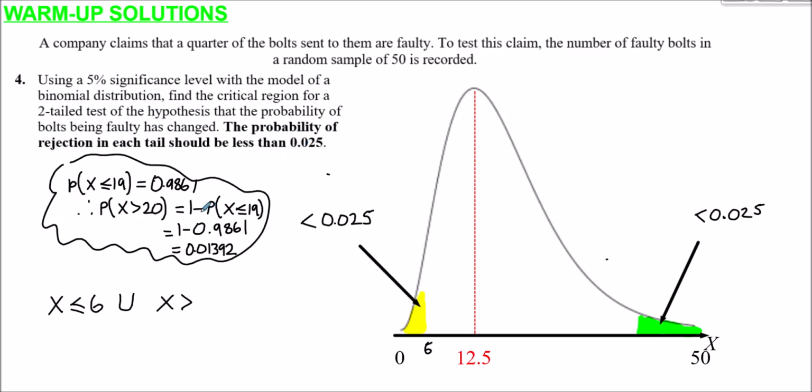And so we're wanting, therefore, x to be bigger than or equal to 20 for the higher tail. So for the lower tail, this would be our critical region. For the higher tail, 20 or more would cause us to reject. So overall, considering both higher and lower tails, this is our full answer. So the complete critical region is x being 6 or less, unified with x being 20 or more.